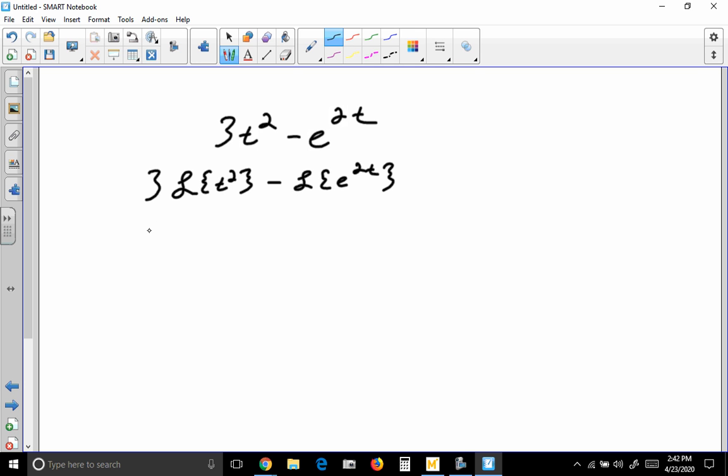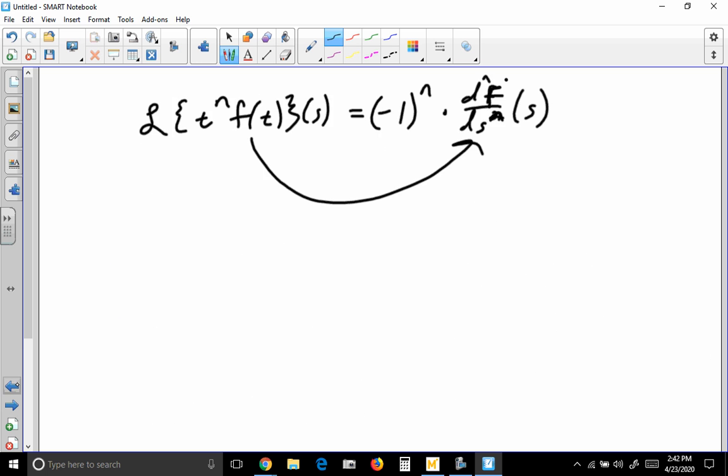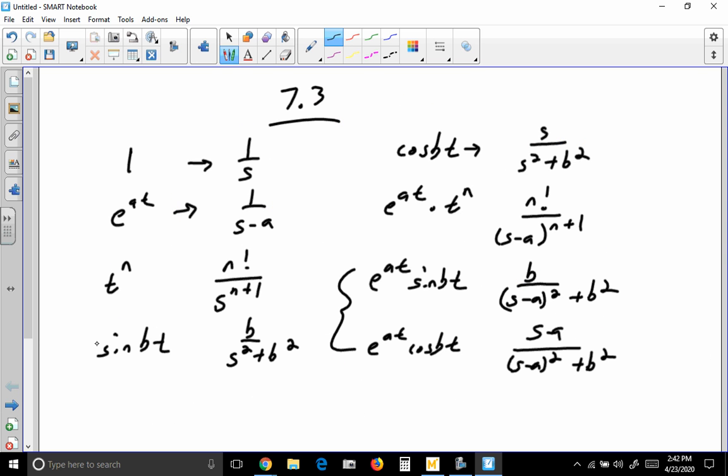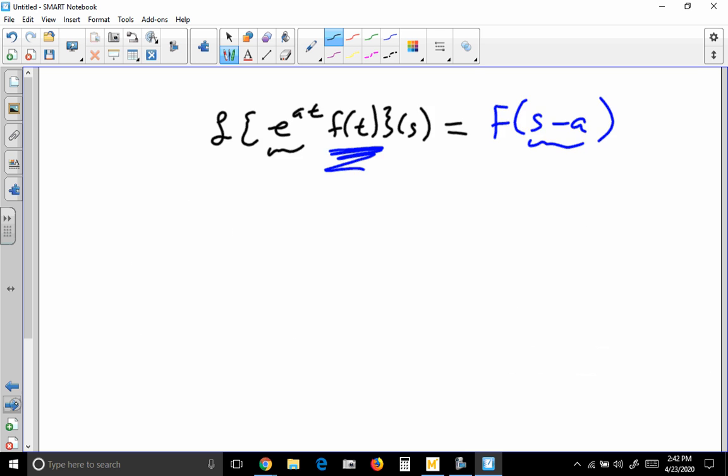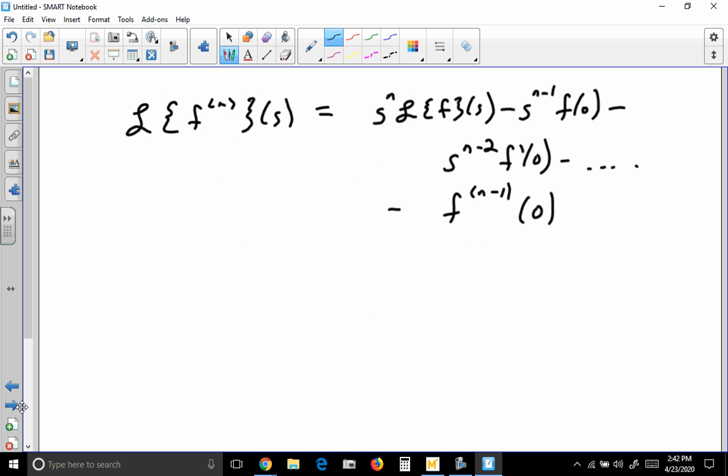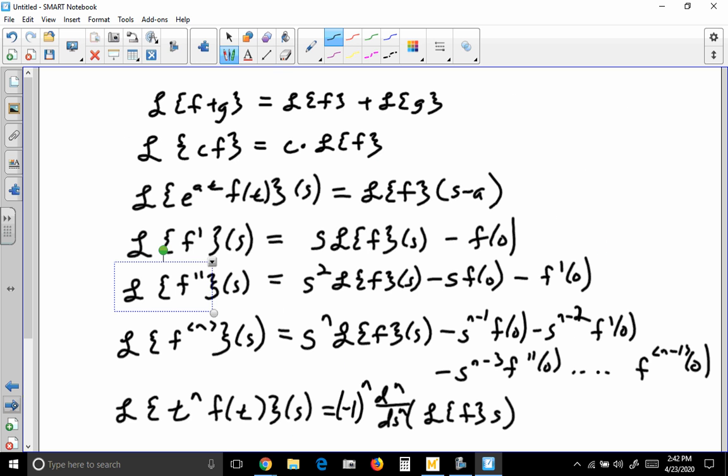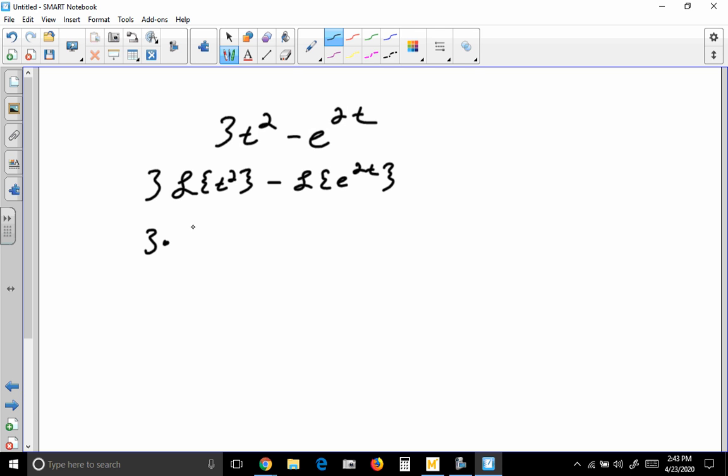So we have formulas for each of those. So 3 times, if we go back to the very beginning, t to a power transforms into the power factorial over s to the 1 greater power. So this is going to be 2 factorial over s to the 1 bigger power, so s cubed. And remember what factorial means. If we have, for example, 5 factorial, that's 5 times 4 times 3 times 2 times 1. All right, so that's the first one.